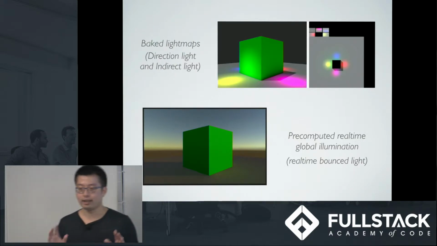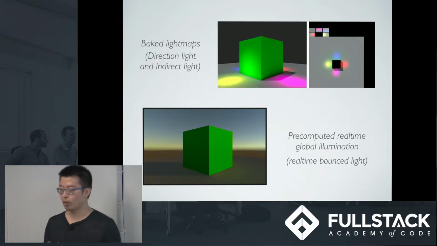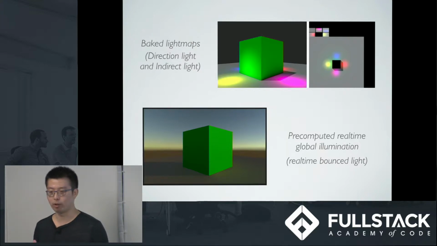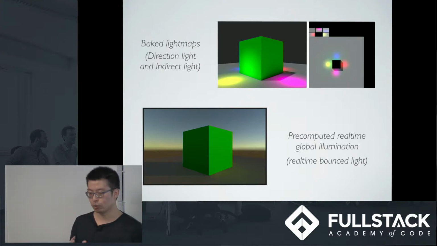So there are three lighting techniques in Unity. The first one is real-time lighting, which I don't include here, but I will talk about briefly. The second one is baked light maps, and the third one is pre-computed real-time global illumination. So what is real-time lighting? By default, lighting in Unity is real-time. It has the forms of directional, spot, and point.